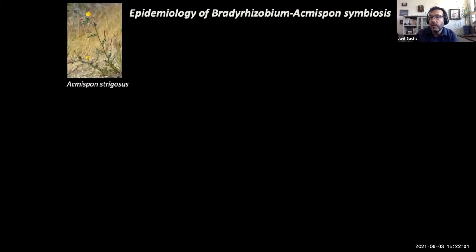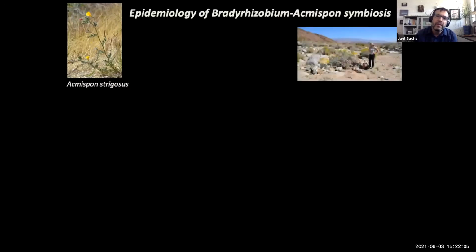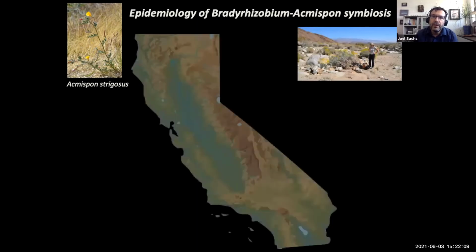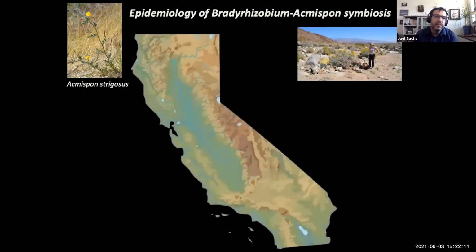This is a small leguminous herb that can be found throughout the American Southwest in arid and semi-arid habitats. We focused on a metapopulation of these plants that range from southern to northern California over about a 1,000-kilometer transect. So we studied many populations.